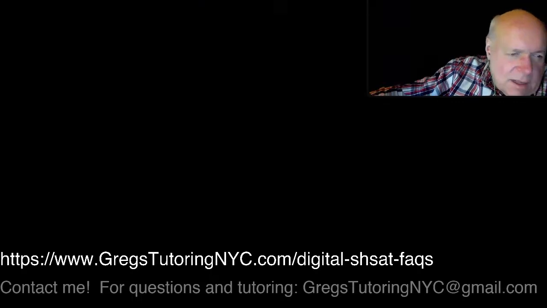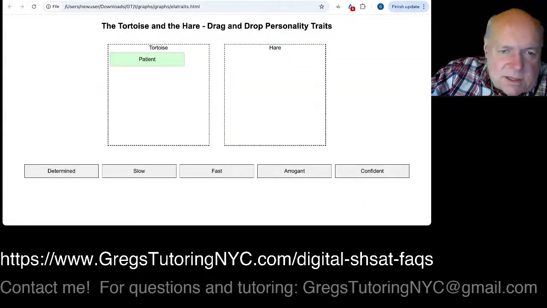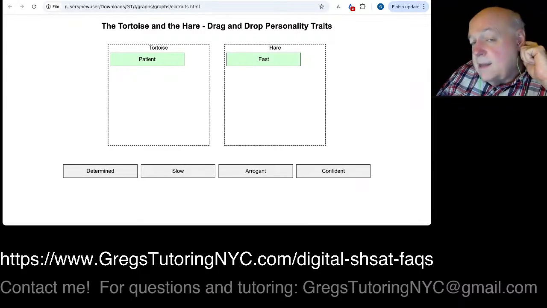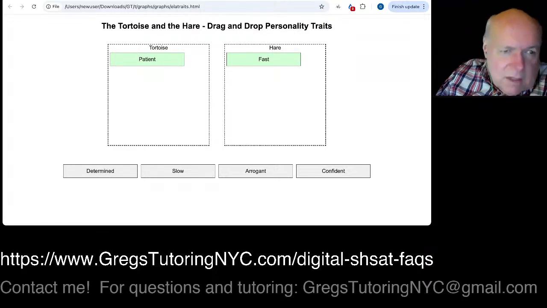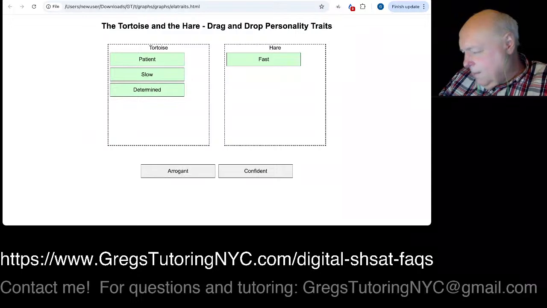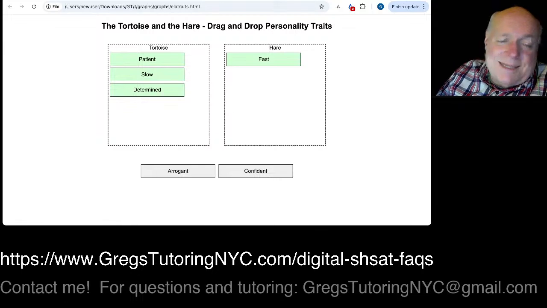Personality traits. We talked about how the turtle was patient and the rabbit was fast, but these could be characteristics of geometry as well. We had the one before about squares and rectangles, and there was another one about the area of a cylinder and stuff. They could also use this technique here, right? So again, it's opening up possibilities. And there's multiple answers here, right? Because the turtle not only was patient, but it was slow. And the turtle was determined, right? So we're going to be looking at those kinds of things as well, where we're mixing and matching different answers. So that's kind of cool as well. And again, it's opening up new question types.